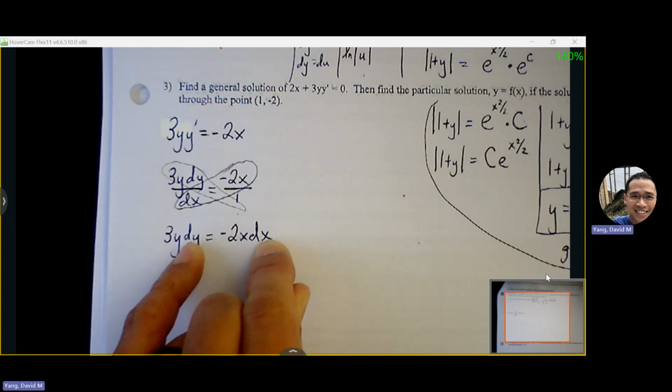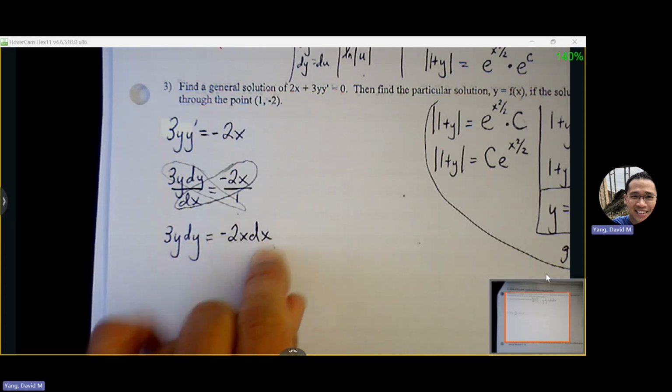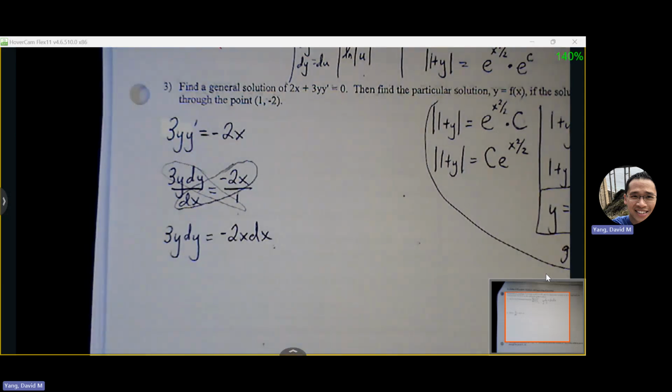Now that those things are in place, we can ask, are the other things in place? Are the x's grouped together? Are the y's grouped together? Yes. All right, so this one already has full separation. That's nice. We don't have to do any more movement.